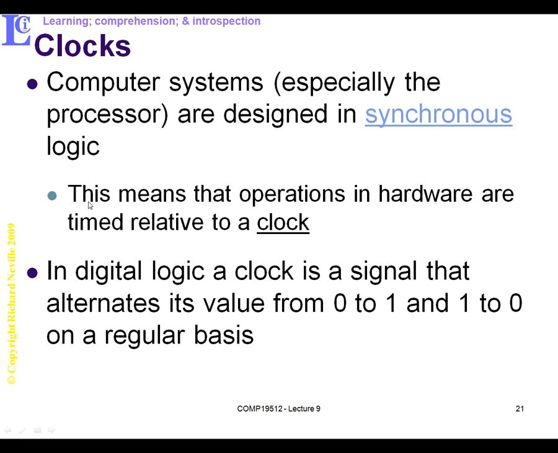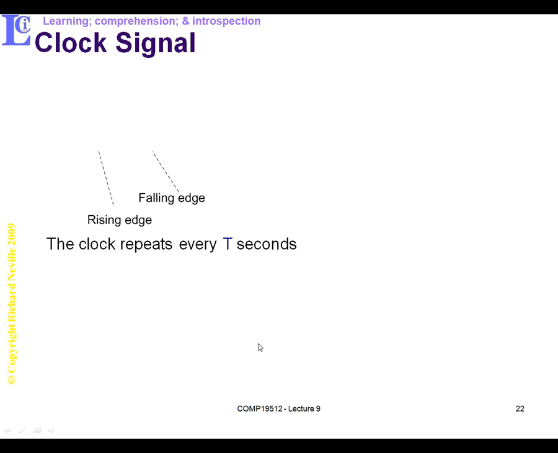So let's read out this subparagraph here. This means that the operations in hardware are all timed relative to a clock. And the clock itself will be alternating from 0 to 1 and then back from 1 to 0 all the time. So this will be very regular and cyclic. So let's look at this in a diagrammatic view.